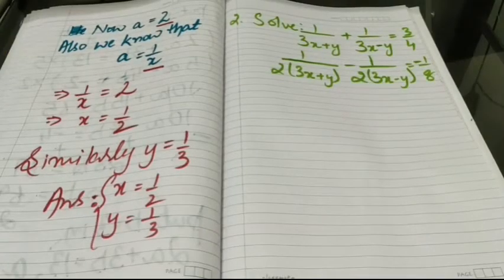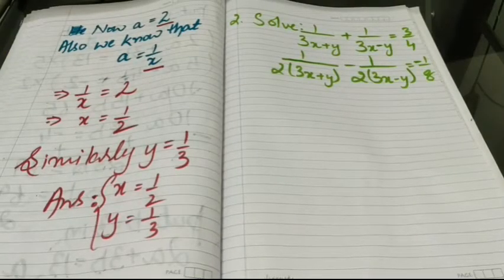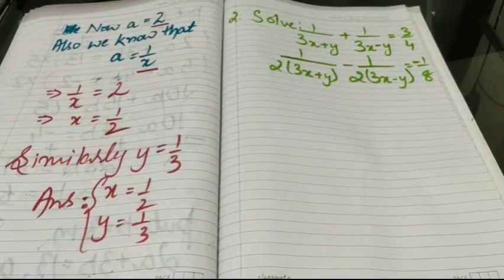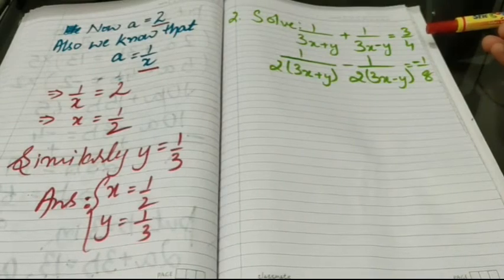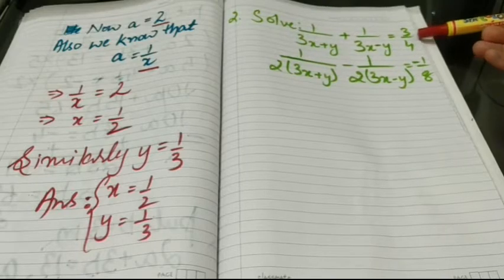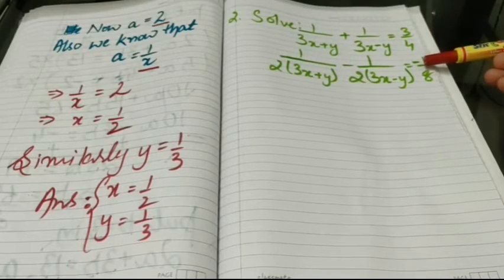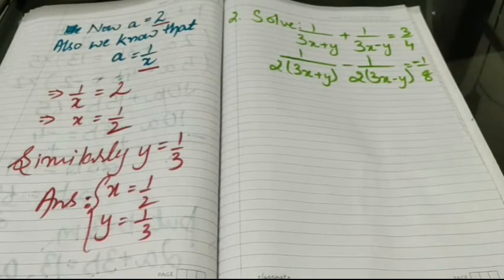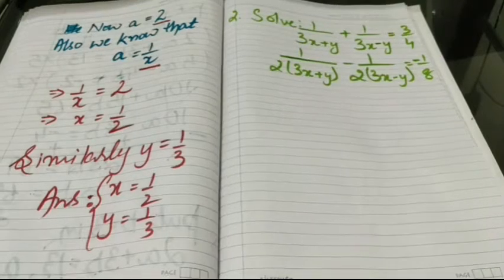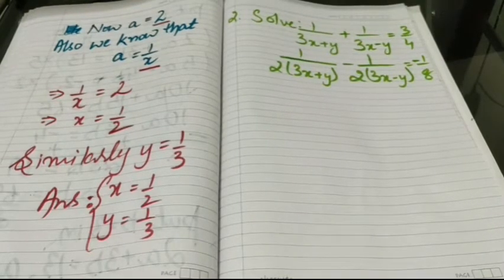Now let us do one more question based on the same concept. Here we have a pair of equations. First is 1 upon 3x plus y plus 1 upon 3x minus y equals 3 upon 4, and second is 1 upon 2 into 3x plus y minus 1 upon 2 into 3x minus y equals minus 1 upon 8. First of all, we will reduce these equations to linear equations. Then after, we will solve for x and y.